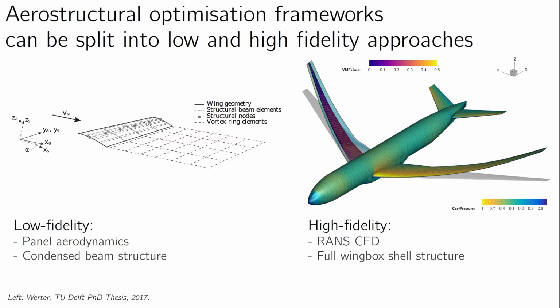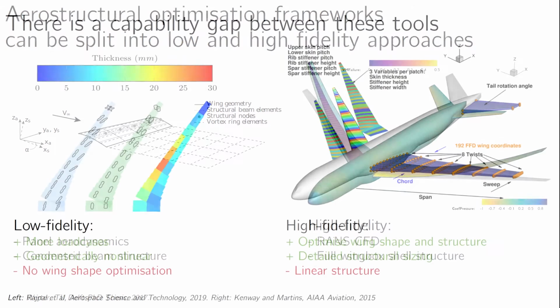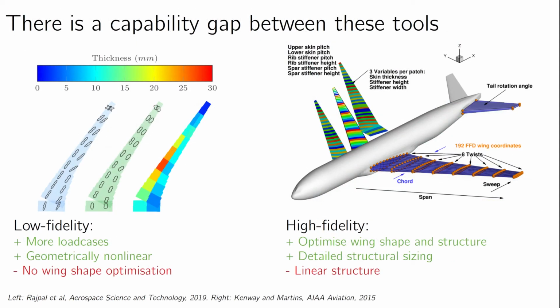Just like analysis tools, these optimization frameworks come in both low and high fidelity versions. Low fidelity tools such as Proteus, pictured here on the left, use panel-based aerodynamic models and beam finite elements. At the other end of the scale, we have the MACH framework, which represents the current state of the art in high fidelity optimization. In MACH, we use RANS CFD to model transonic aerodynamics and shell finite element wingbox models. Both these approaches have their pros and cons.